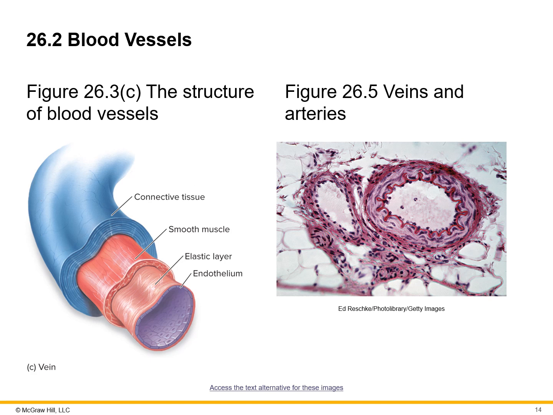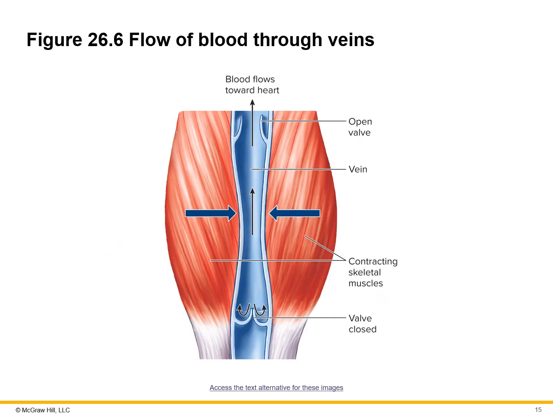Looking at their structure here, again, we have the endothelium, those squamous cells, then the elastic layer on the outside, smooth muscle around that, and then the connective tissue around that. So very similar to what we had seen with the arteries.